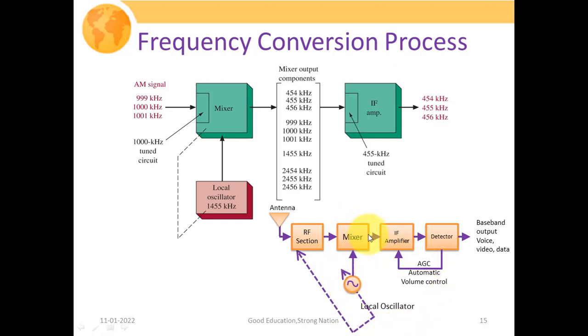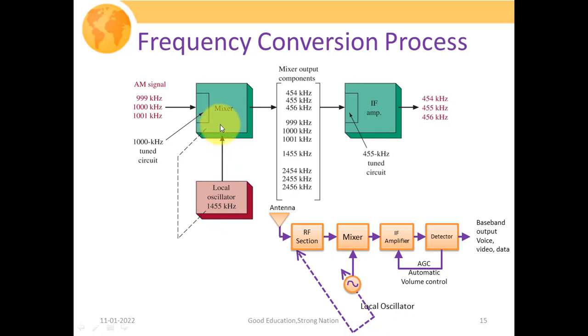Just try to understand them in parallel, that in which particular block which type of operation will take place. Here we are assuming that we have the incoming AM signal at 999 kilohertz, 1000 kilohertz and 1001 kilohertz. So these are your message signal, and your central carrier frequency is 1000 kilohertz. For this fc value of 1000, your local oscillator frequency turns out to be 1000 plus 455 kilohertz, that is 1455 kilohertz. This will be the input to your mixer.